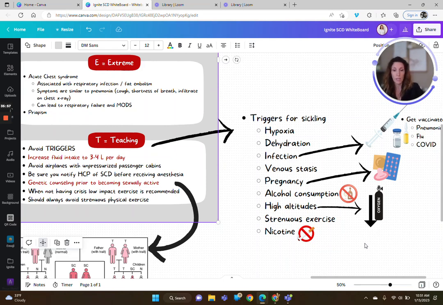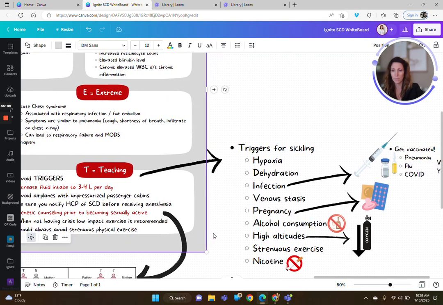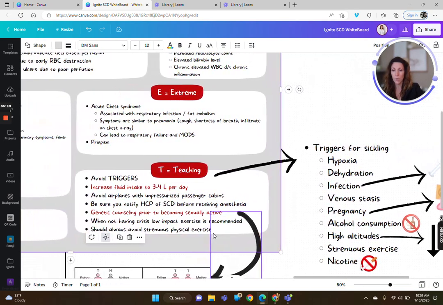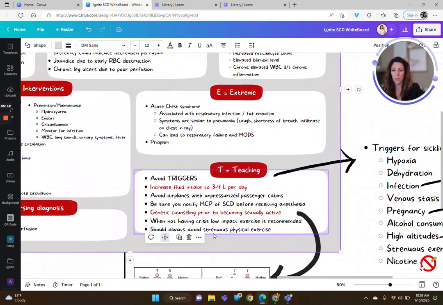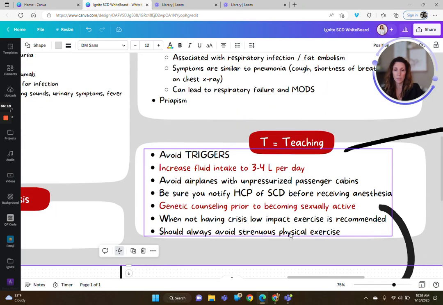And then nicotine. We talked about how nicotine can cause your blood vessels to constrict, and that is not a good plan for somebody who has sickle cell disease. Another thing is they are supposed to avoid airplanes that have unpressurized passenger cabins. And then notify the healthcare provider that they have sickle cell disease before they receive anesthesia.